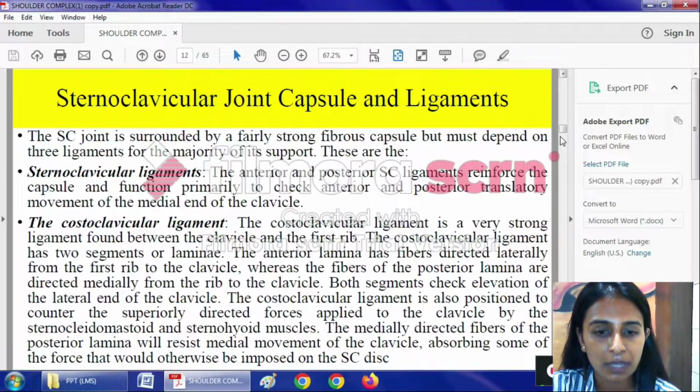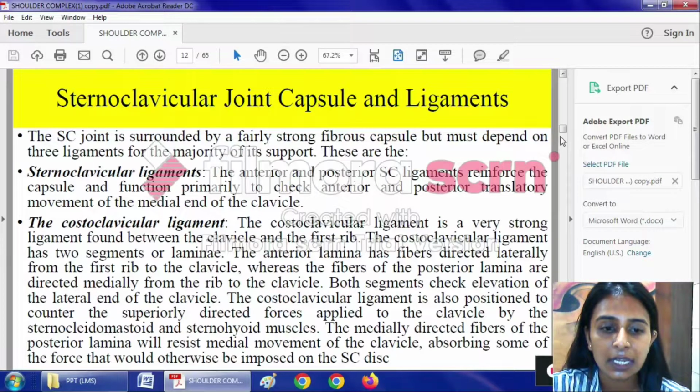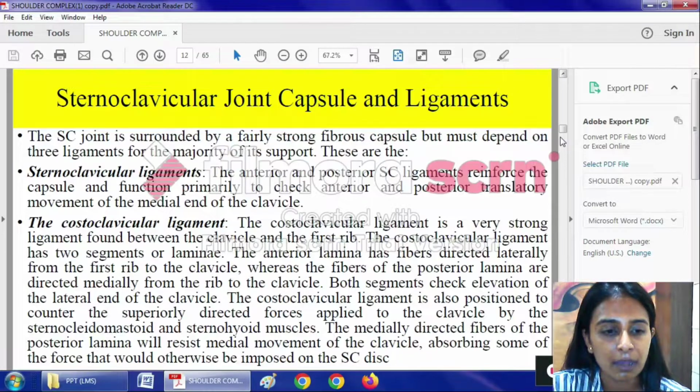The costoclavicular ligament is also positioned to counter the superiorly directed force applied to the clavicle by the sternocleidomastoid and sternohyoid muscles. The medially directed fibers of the posterior lamina will resist medial movement of the clavicle, absorbing some of the forces that would otherwise be imposed on the SC disc.